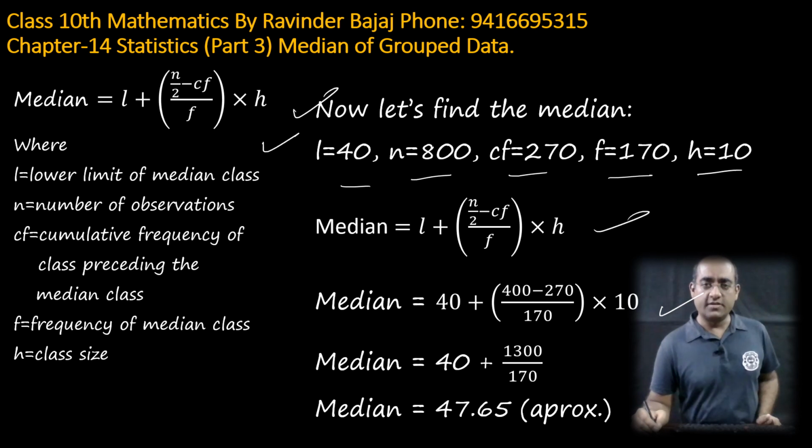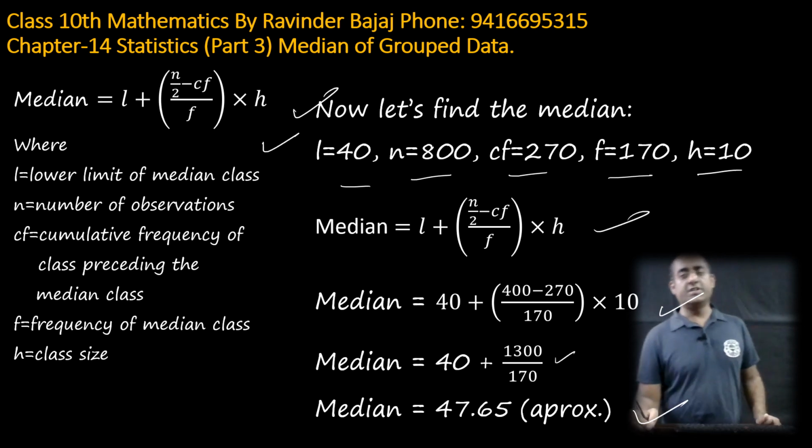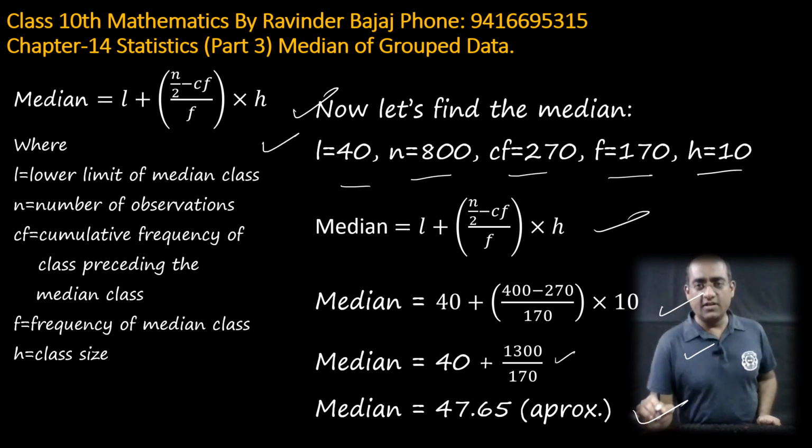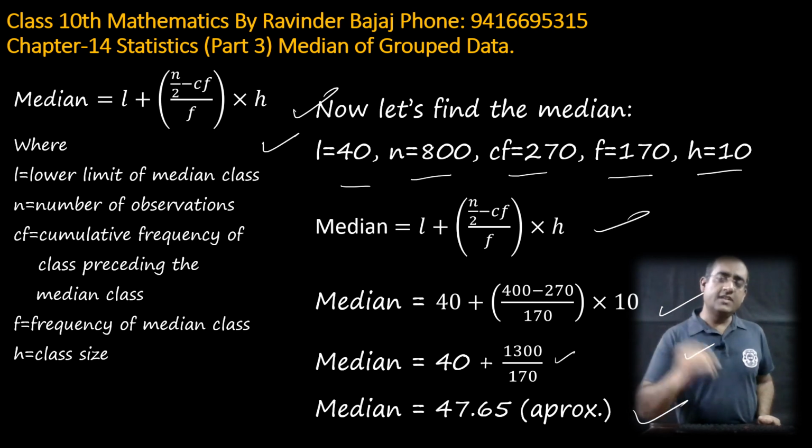40 plus 1300 upon 170, it is cancelled, and the value will be 47.65 approximately. In this way, we can find the median of the grouped data, and we can convert less than type or more than type distribution to the required value.